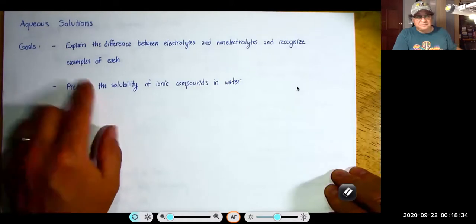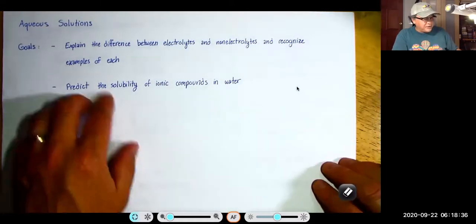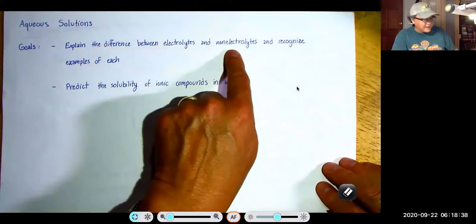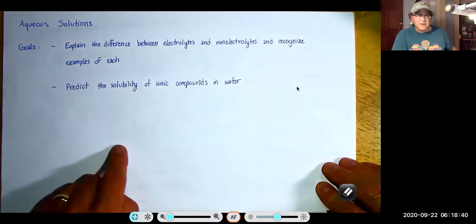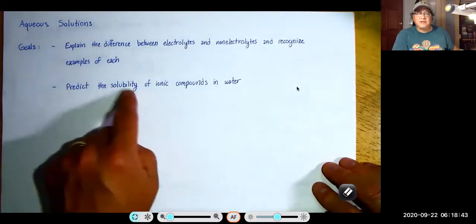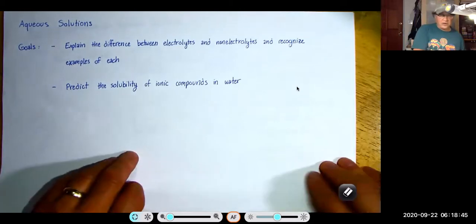I don't care. Explain the difference between electrolytes and non-electrolytes and recognize examples of each. Predict the solubility of ionic compounds in water.